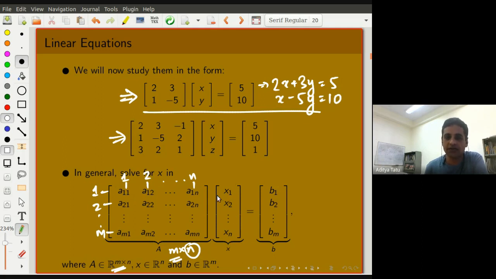The unknowns will be written as a column vector whose entries are x1 to xn, and in general we will denote the unknowns by variables like x, y, z. The right hand side vector has m entries, indexed by the integers p1, p2 to pn. I hope it's easy to follow till now.